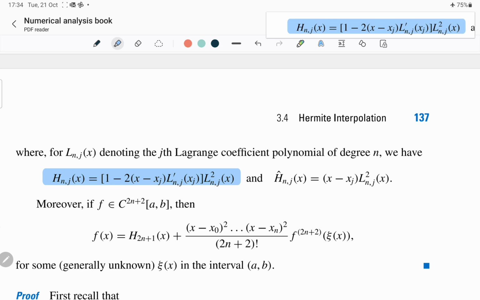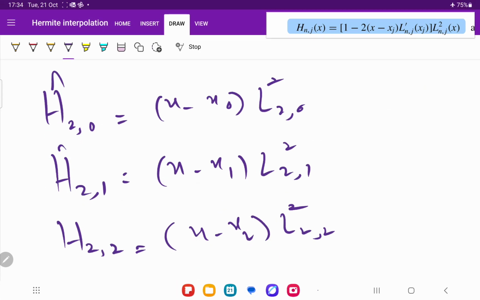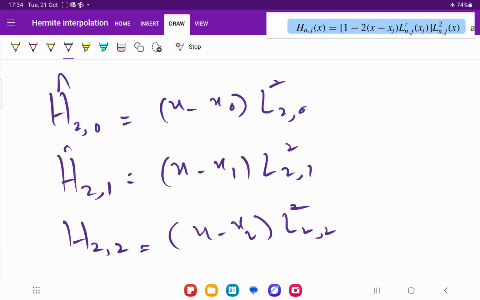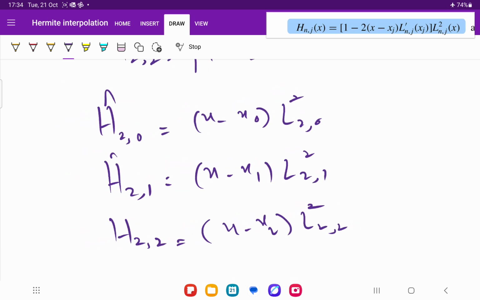So the meaning is that since you have 3 points, x0, x1, x2, you have 3 values. If there are 4 points, there will be 4 values. If there are 5 points, there will be 5 h values. So I'll keep the problem simple until 3 values. It will not be more than 3 points. So until 3 points I'll keep that.